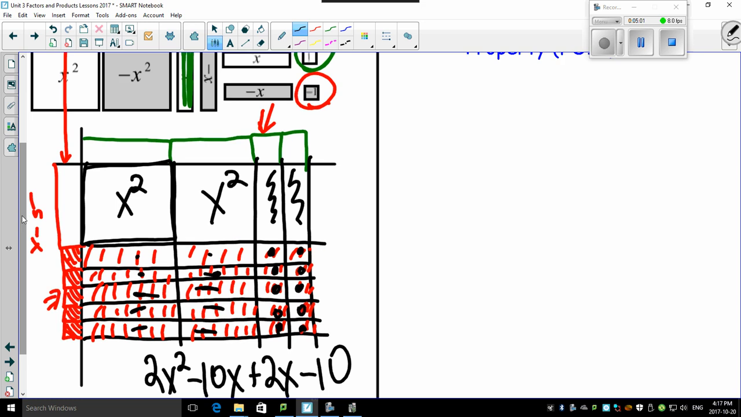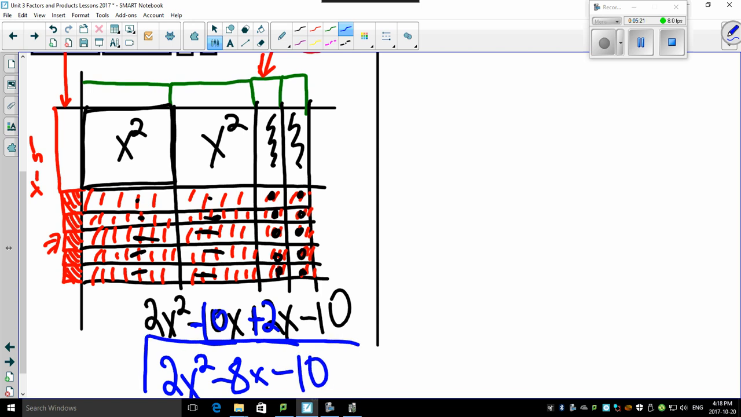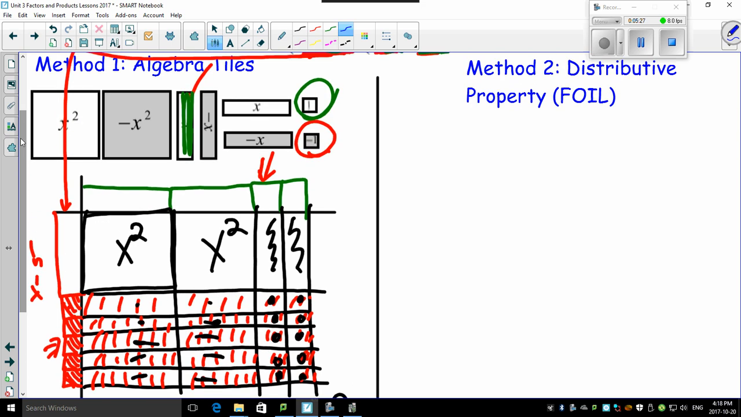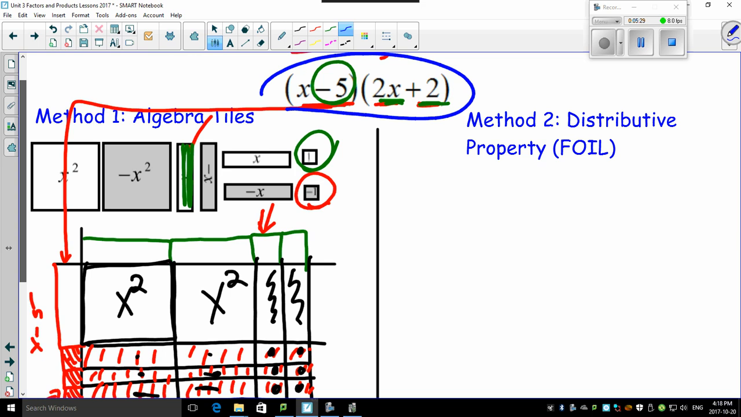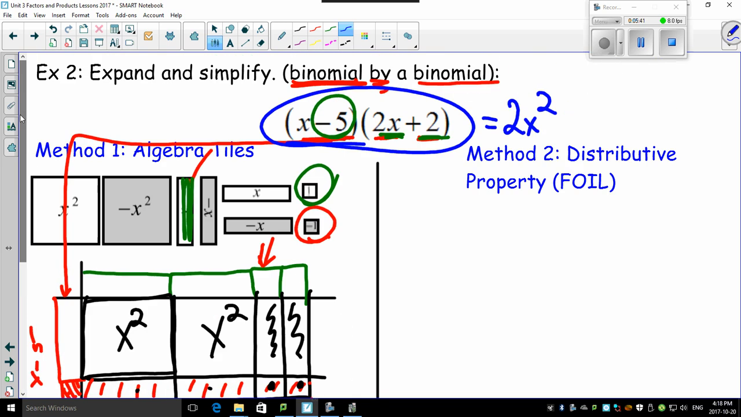And the cool thing is you can combine the like terms. So I'm going to combine this term with this term, and my answer is going to be 2x squared minus 8x, because negative 10 and positive 2 gives me negative 8, and subtract 10. That's my answer for this question. So my answer is actually equal to 2x squared, checking my answer again, negative 8x minus 10.